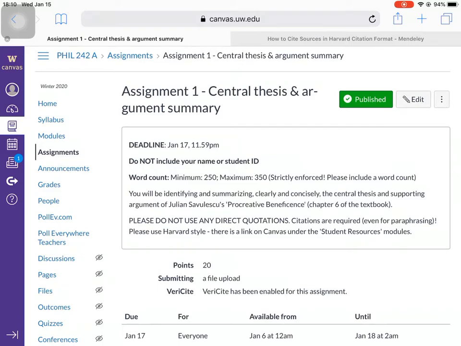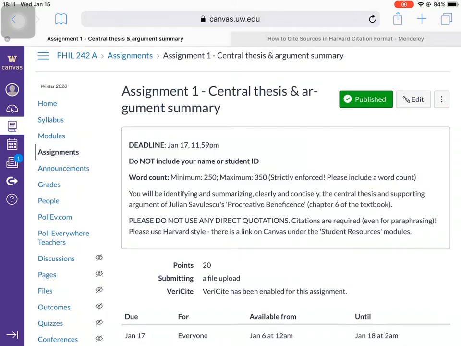So let's start with this page, Assignment 1, Central Thesis and Argument Summary. So the deadline for this is going to be on Friday. It's due Friday by midnight, so please be mindful to make sure that you have a good internet connection and also that everything is getting uploaded correctly.